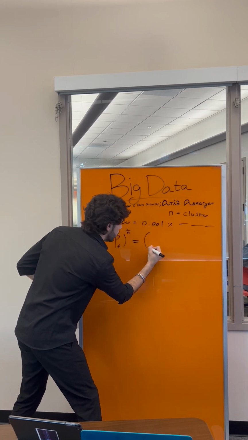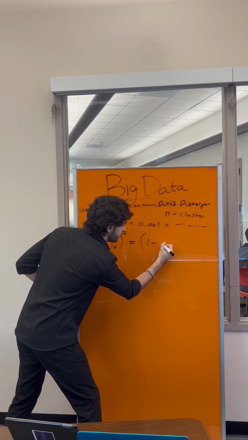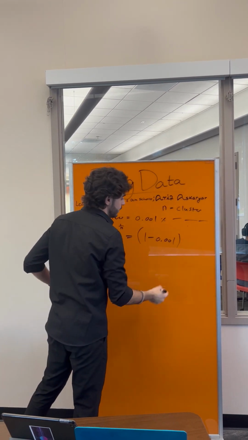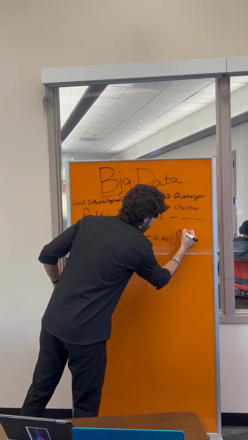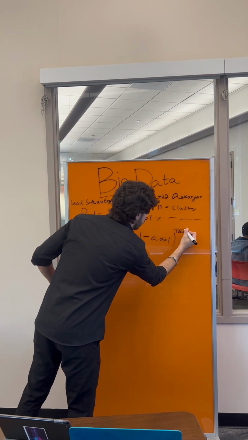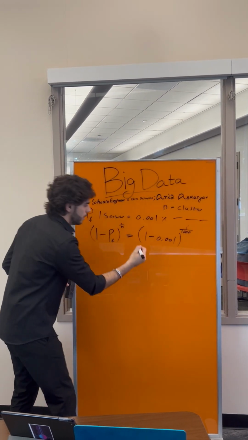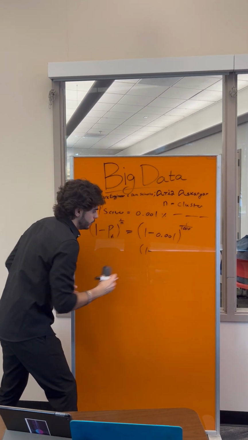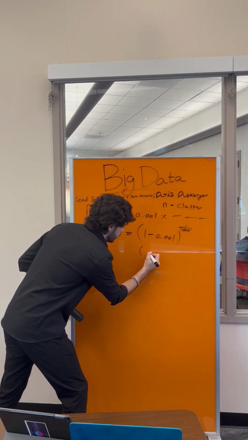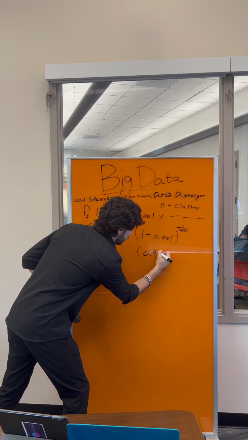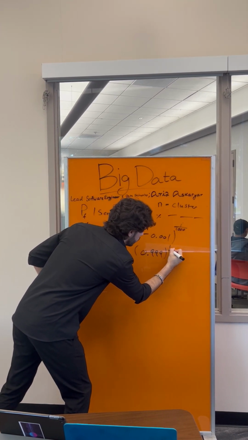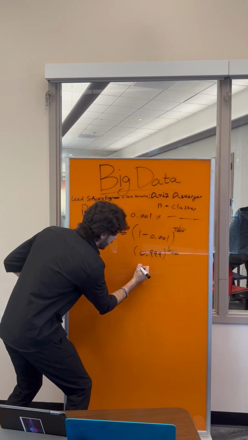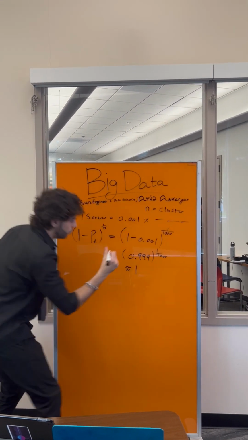So 1 minus 0.001, and let's say our n is 1,000, for example. 1 over 1,000, we have 1,000 servers. We calculate that in, and this will equal 0.999 to the 1,000 servers. And once we calculate that, we'll see that it equals closer to 1.